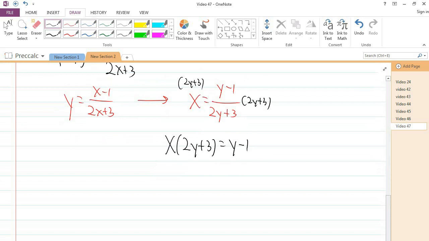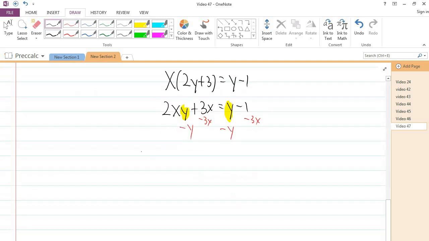My next step is to get all of my y's on one side and everything else on the other. So I need to distribute this x. And then every term that has a y in it, I will put on one side, let's say on the left, and I'll put everything else on the right side. So this y term needs to go over to the left, and this x term needs to go over to the right. So that I have 2xy minus y equals negative 3x minus 1.